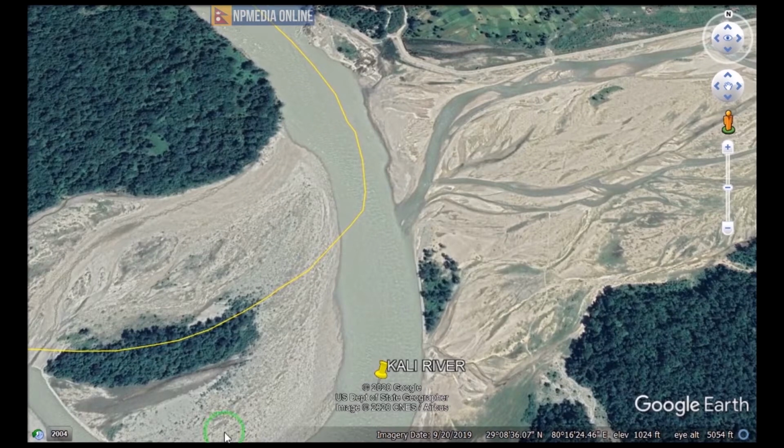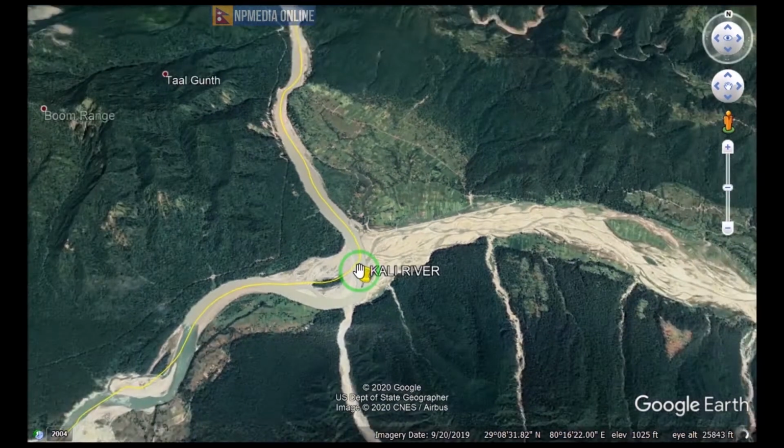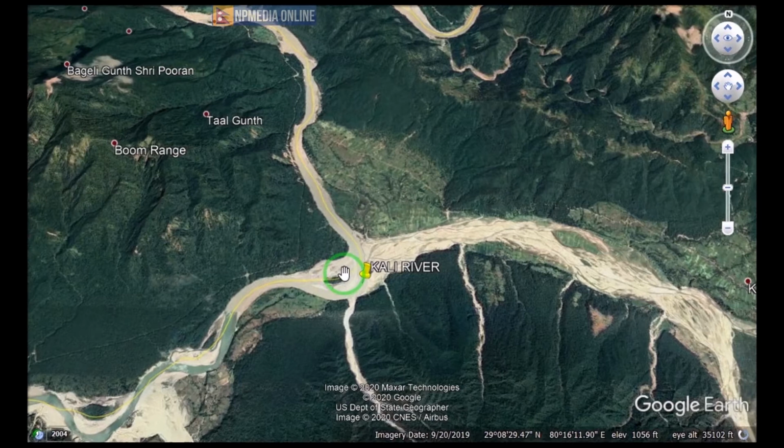The Kali River is the western boundary of Nepal to India. West of the Kali River is India and east of the Kali River is Nepal. It's simple as this.